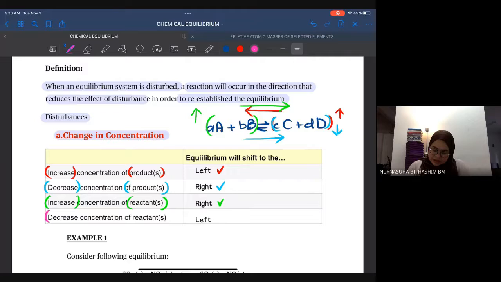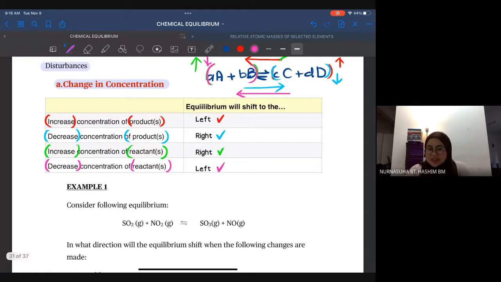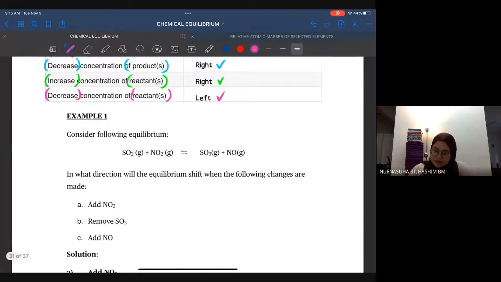Last one, decrease the concentration of reactant. Okay, if we decrease the concentration of reactant, so in order to make it equilibrium again, we are going to increase the concentration. So macam mana kita nak increase concentration of reactant? So untuk tambah concentration of A plus B, C dengan D ni kena bekerja keras lah untuk hasilkan A and B. So equilibrium will shift to the left. Okay guys, ini general sahaja. So kita tengok example lah.